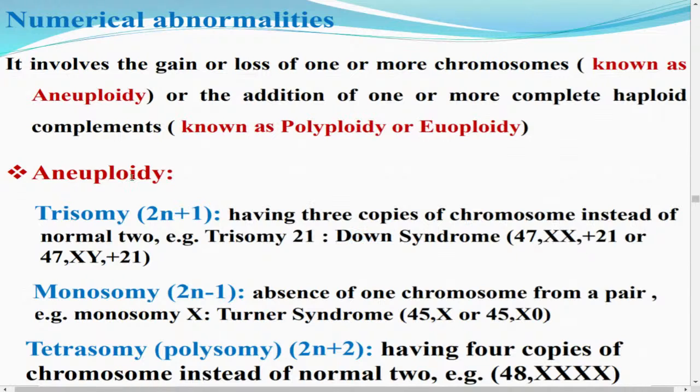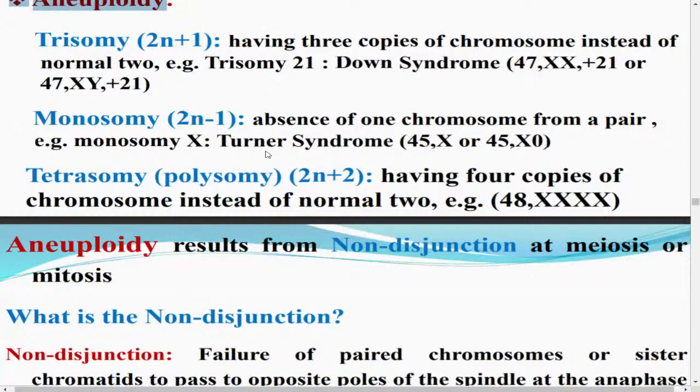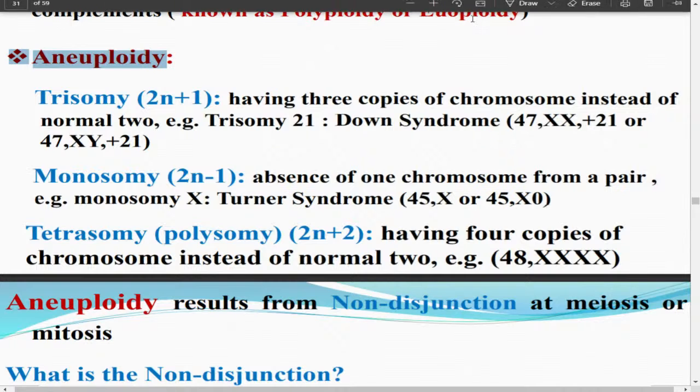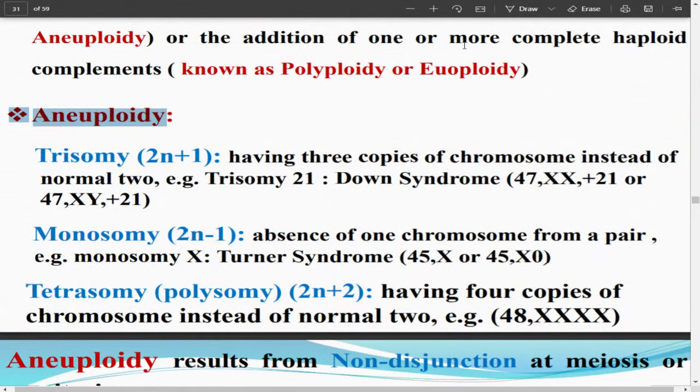All are part of aneuploidies, which is different from the human 23 pairs of chromosomes, or 46 chromosomes. These are the numerical abnormalities. I think we will then discuss polyploidy, and then we will talk about euploidy.